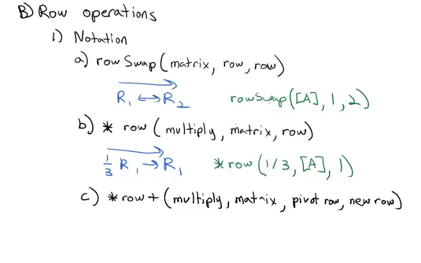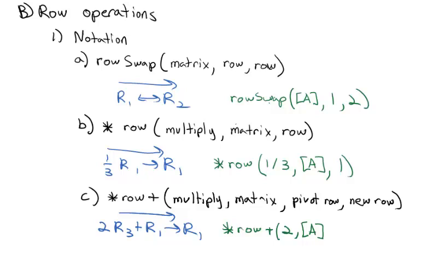So for example, if we wanted to take 2 times row 3 and add it to row 1 to get a new row 1, what we will type is the multiply row add feature, then what we're multiplying by, which is 2, the matrix, which we're going to say A. We actually are going to use previous answer most of the time. The pivot row is the 3, and the new row is row 1. And that'll multiply 2 times matrix A's row 3 and add it to row 1.